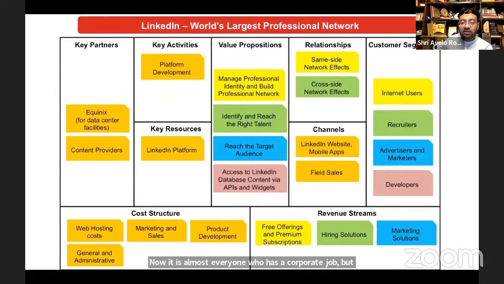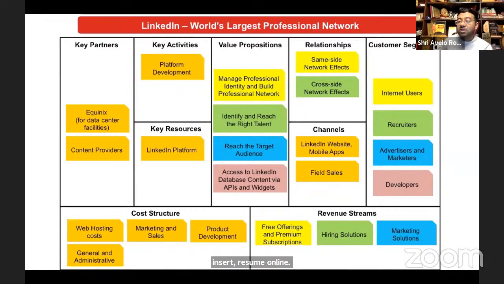It becomes a lot easier with LinkedIn because the value proposition is that you have access to a database of people and their real endorsements and whatnot. If people lie on LinkedIn, people can shout out, right? When you lie on a resume, nobody knows. Anyway, so the value proposition is to manage professional identity, build a professional network, identify and reach the right talent for hiring, and reach the target audience, with access to the database through API and widgets, right? You can actually directly use the API. LinkedIn is your resume online. So that's the value proposition.